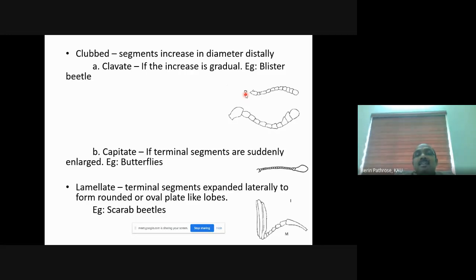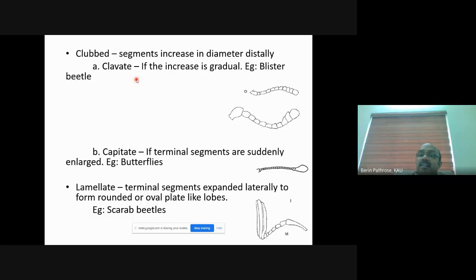In clubbed antenna, it is just opposite. As we move from the base to the tip of the antenna, the size of the segments increases. The segments increase in diameter distally. So, just opposite to setaceous antenna is clubbed antenna. The size of the segments increases as we move towards the tip of the antenna. And we have classified this clubbed antenna into two, clavate and capitate.